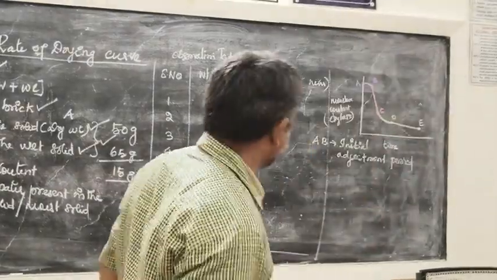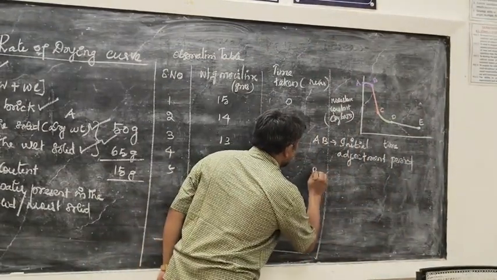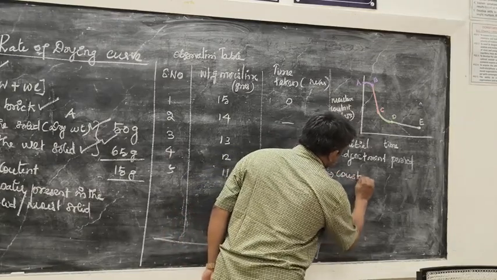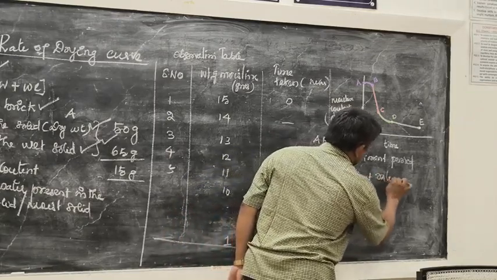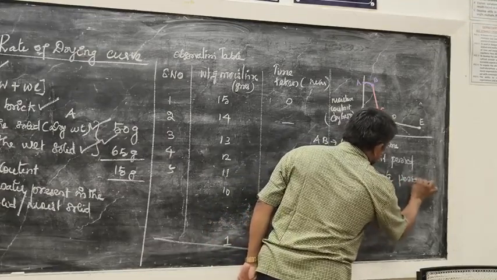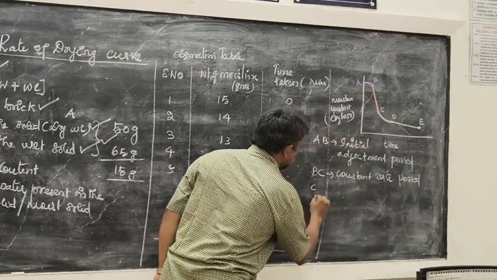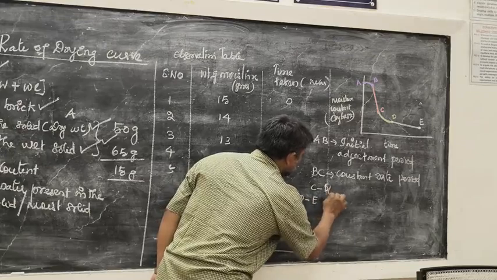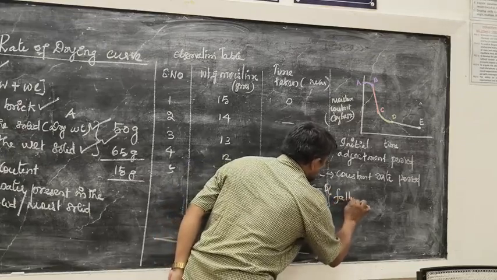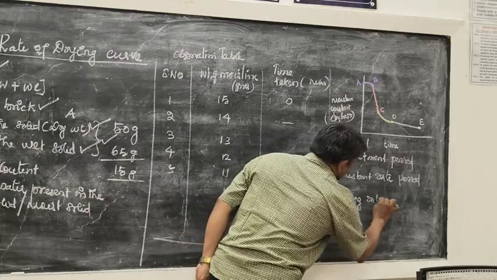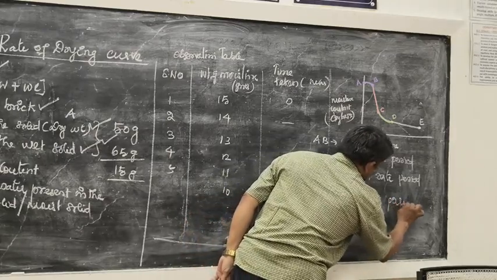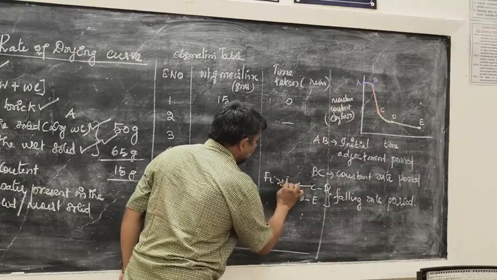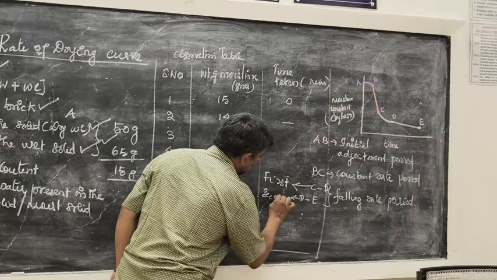B to C is the constant rate period. And C to E, that means C to D and D to E, in both cases, is the falling rate period. C to D is the first falling rate period and D to E is the second falling rate period.